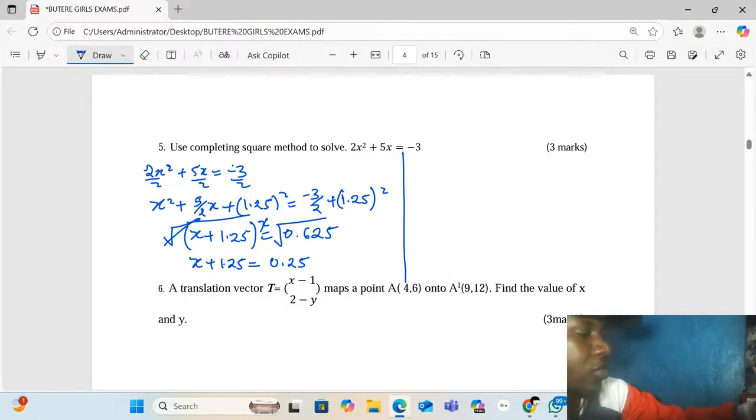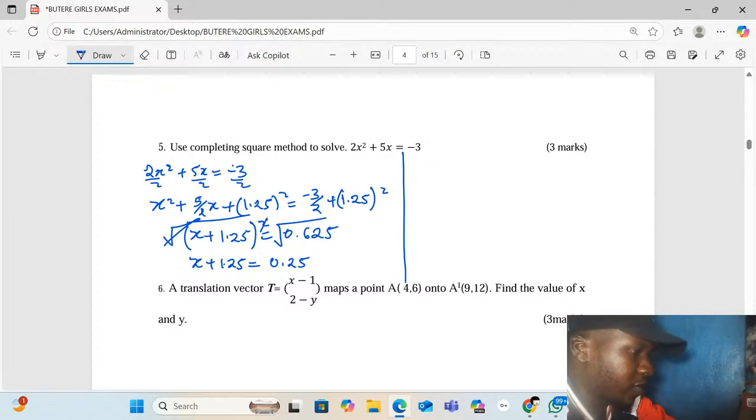Now, our x, that is x plus 1.25 is equal to 0.25. Remember, any square root means it is a plus or minus. That is now the answer, the square root. So x plus 1.25 is plus or minus 0.25.